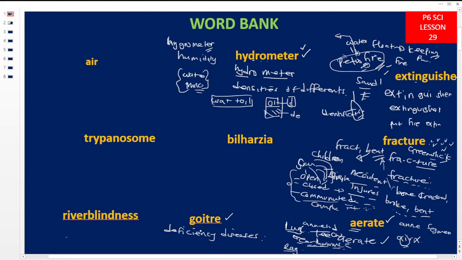Remember, these food values are classified into 7, but we have a class of mineral salts. Then this goiter, it is a mineral salt deficiency disease, meaning that it is a disease we get due to lack of a certain mineral salt. Which mineral salt is that one? That is iodine. And where do we get iodine? From the table salt.